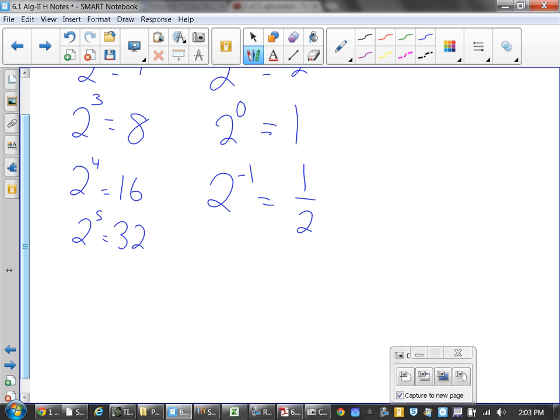Now, what happens is you start going negative. When you're working with negative exponents, like Clay said, you're working with reciprocals. A negative exponent is just an exponent that's unhappy, like most of you in this class.